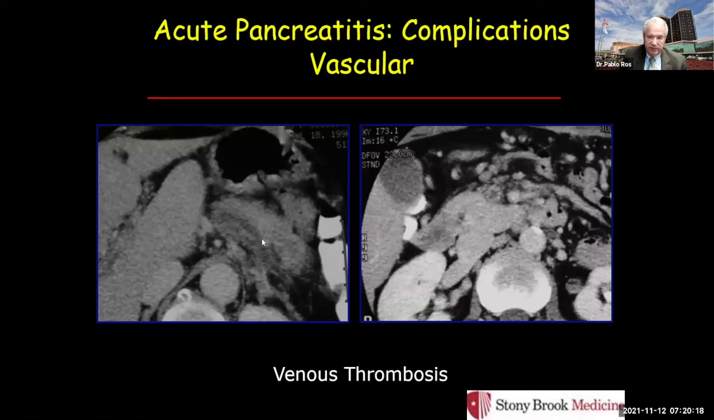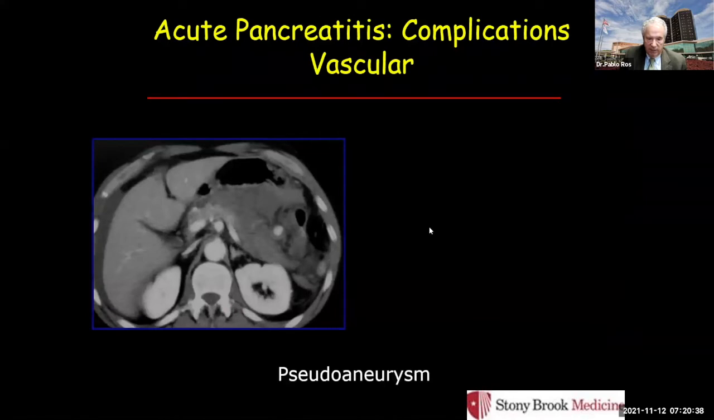Venous thrombosis at many levels. This is the whole splenic vein thrombosed. Here, the superior mesenteric artery has been thrombosed in patients with pancreatitis. 17% of acute pancreatitis will have involvement of the splenic vein, 8% of the superior mesenteric artery.